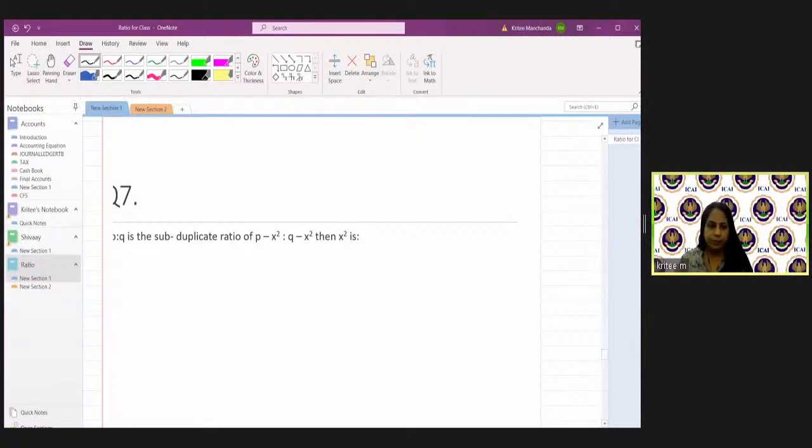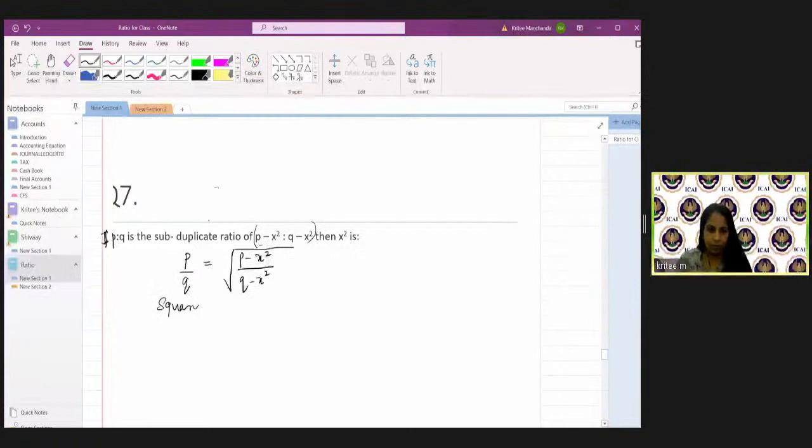So it says, if P is to Q is the subduplicate ratio of P minus X square is to Q minus X square, then what is X square? So I'll just write the equation, what the statement is saying. If P by Q is subduplicate of this ratio, that means subduplicate of this ratio is P is to Q, and I have to solve for X square.